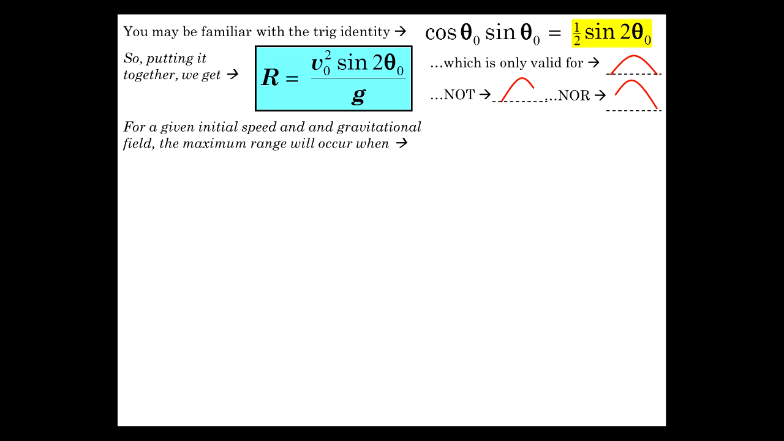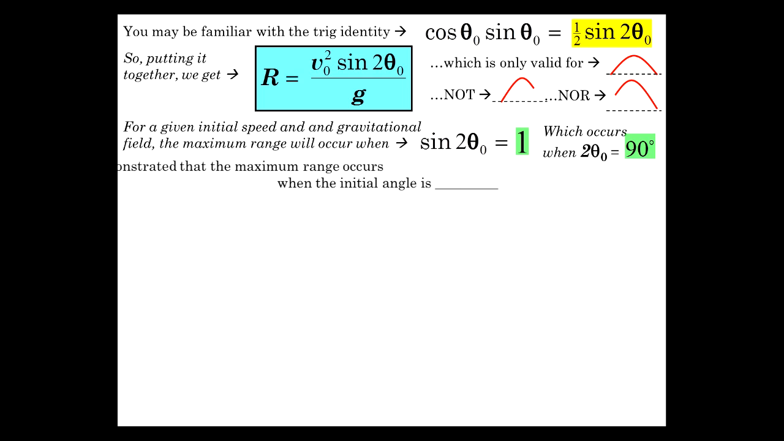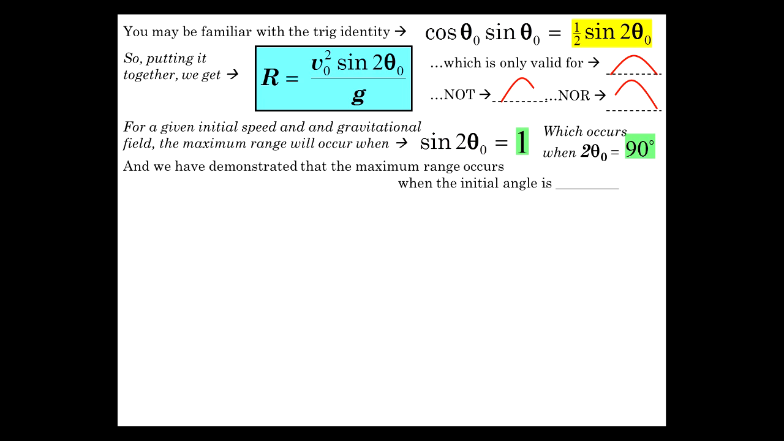Now, we still haven't answered the question, have we? The maximum range will occur when this expression is maximized for a given speed and a given g, namely at the surface of the Earth, probably 9.8 meters per second squared. So we're going to adjust this to maximize it. Well, the biggest this can be is when sine of 2 theta 0 equals 1. That occurs when 2 theta 0 is 90 degrees. So it does match your intuition, doesn't it? The maximum range occurs when the initial angle is 45 degrees.